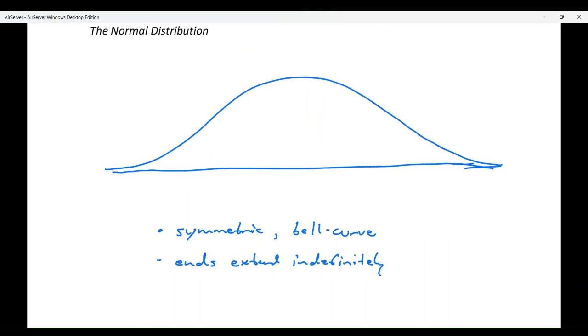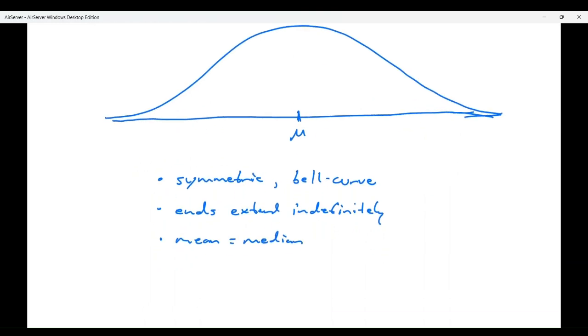Because it is symmetric, we would have a mean directly in the center, and the mean would also be equal to the median. The median would be in the same place if it's truly symmetric. And then finally, it follows what's called the empirical rule. So it follows the empirical rule. And obviously I'll explain what that is, and we'll show that in the diagram.